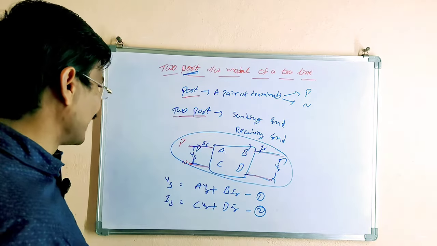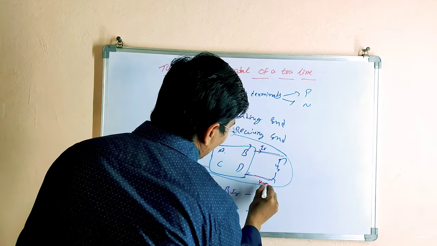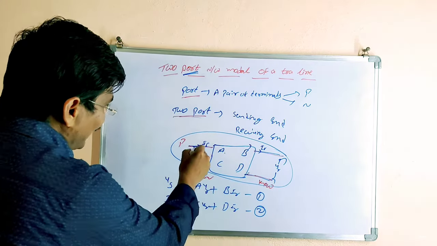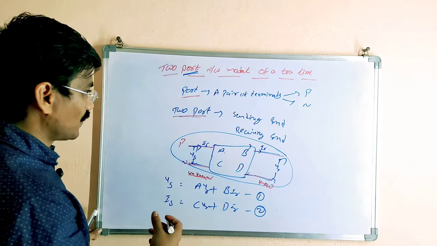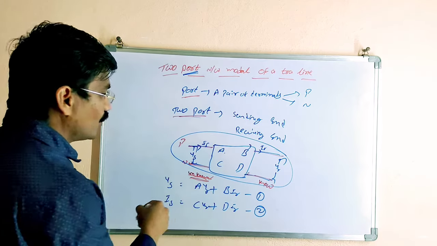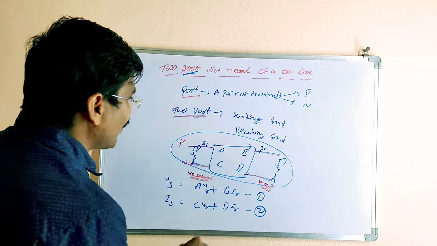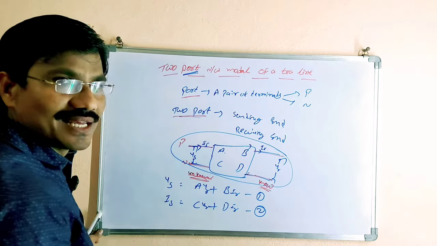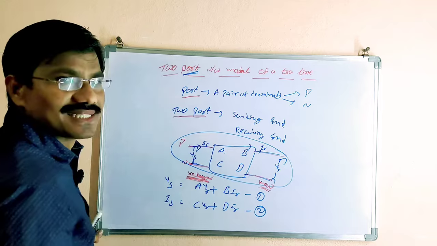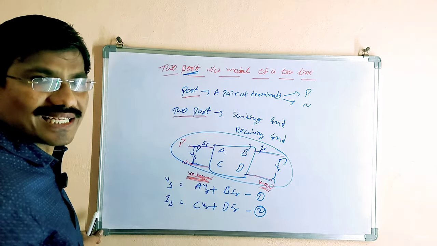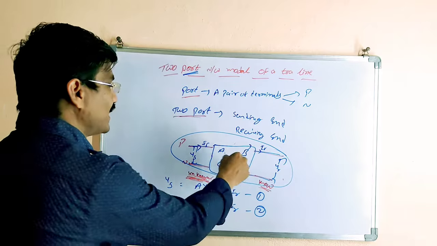In this two port network, these are the known values and these are the unknown values. The unknown sending end values are calculated using the known values with the help of the transmission line parameters, the ABCD parameters. Finally, the aim is to calculate the sending end terminal quantities VS and IS.